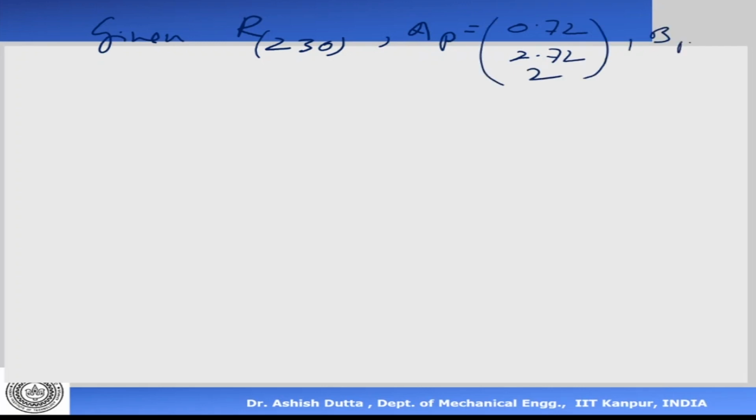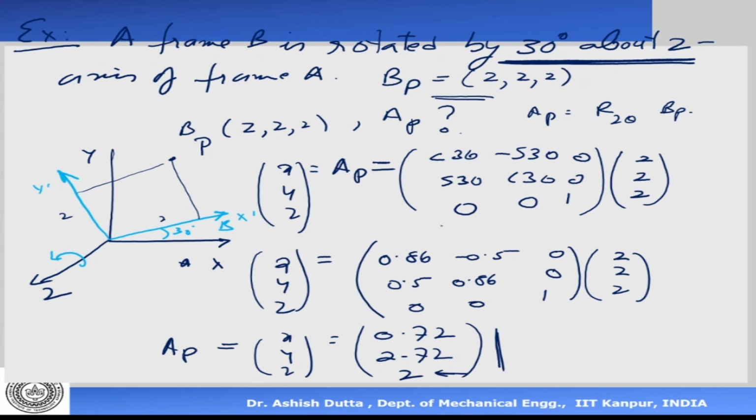Now you find BP. B was rotated by 30 degrees about the z-axis. In the previous example, I gave you BP, which was 2, 2, 2, and I said find AP. So what did we do? We found the rotation matrix, then I multiplied and I got this, which is my AP now. Now I'm giving you AP for the same rotation. You tell me what is BP now.